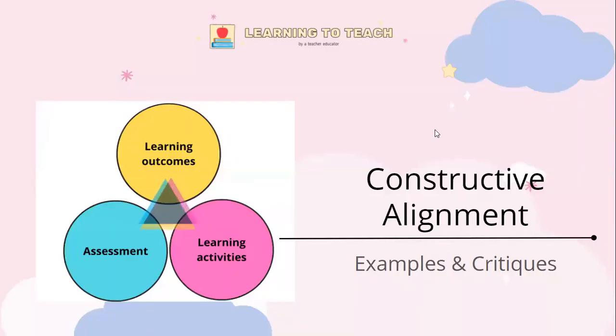Here's a quick recap. In the principle of constructive alignment, the intended outcomes must be well defined. The learning activities and assessment tasks must be designed to help students achieve these outcomes. Now, let's look at a few lessons and examine if their learning outcomes, teaching and learning activities, and assessment tasks are constructively aligned.